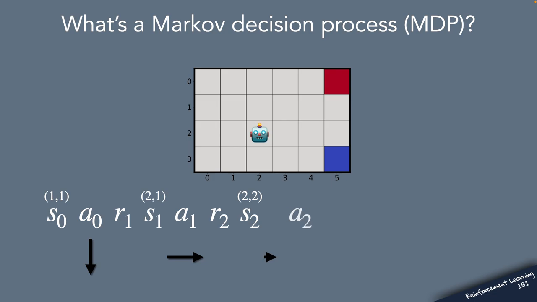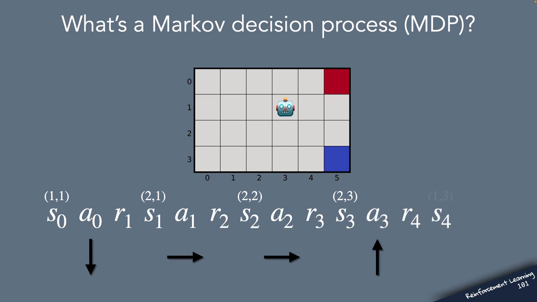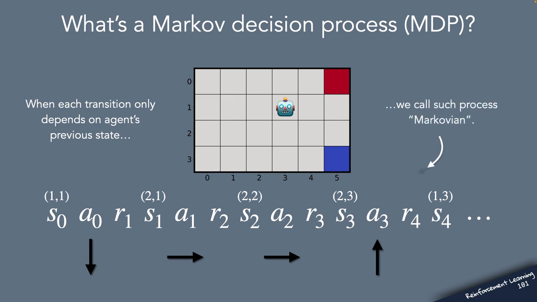And we keep going, let's say to the right, enter the state S3, receive the reward, R3, and now we go up, enter the state S4, and receive the reward, R4, and so on. The agent continues moving across this environment. Now, those interactions of the agent with this environment give rise to this whole trajectory composed of consecutive states, actions, and rewards.